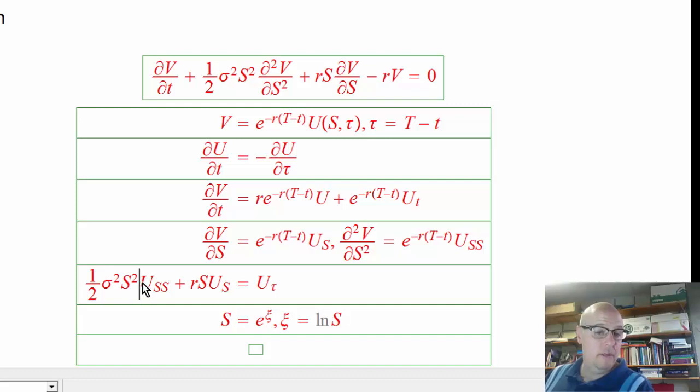Now I've got to worry about these two derivatives with respect to stock. So we've got a u when I differentiate with respect to stock. What does that do?